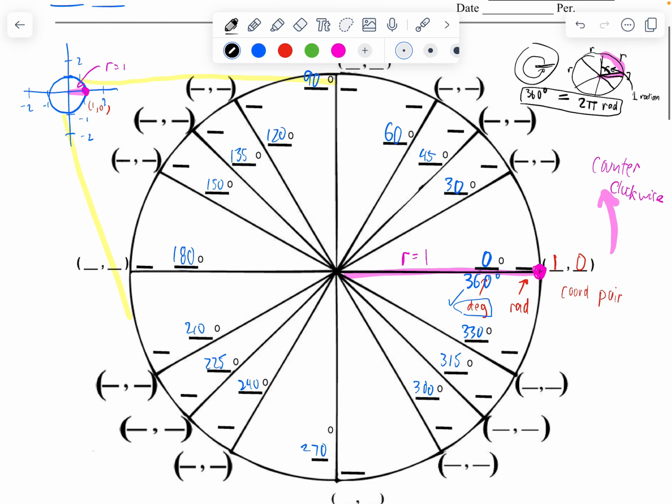Okay, so now that we got that, let's fill out some information. So we said that this is the radian slot, so let's write 0 radians for that. 0 because we haven't moved yet. And we said a full turn is 2 pi radians. So let's write that. This is 2 pi. All right, so let's do a little bit of fraction math now.